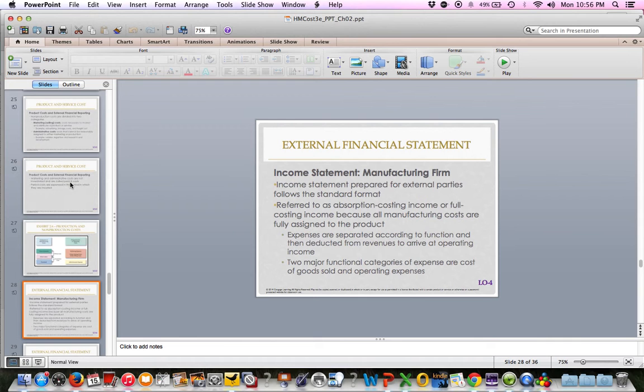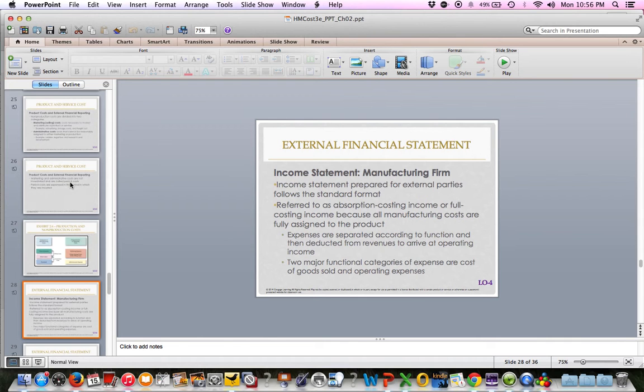Income statements for a manufacturing company. An income statement is given to external third parties. It's prescribed by generally accepted accounting rules. It's referred to as an absorption cost income statement or full cost income statement because all manufacturing costs are assigned to the product. So GAAP says we have to use what's called either way, absorption or full costing. And so every cost associated with making the product goes into the cost of making the product.